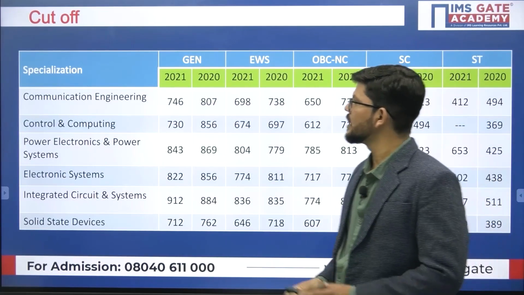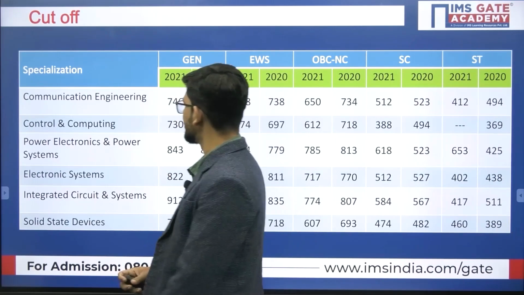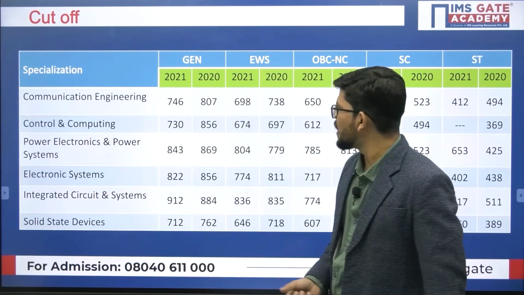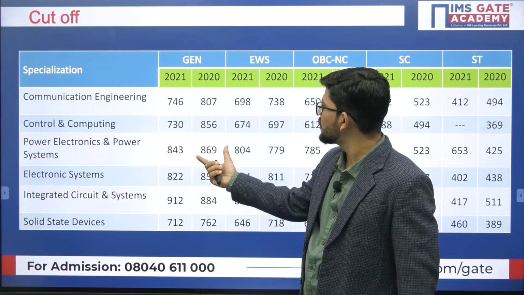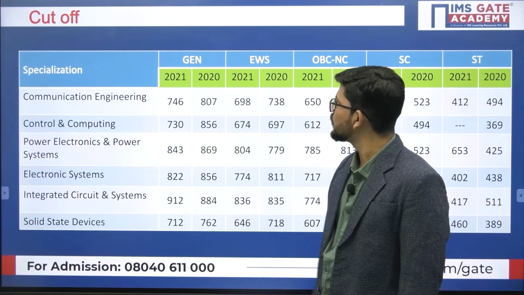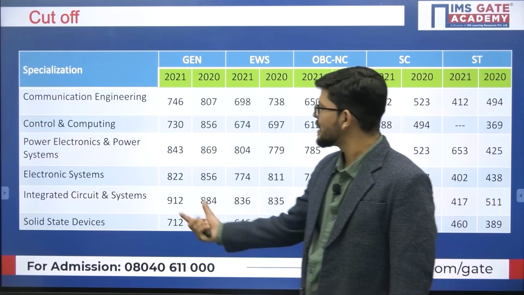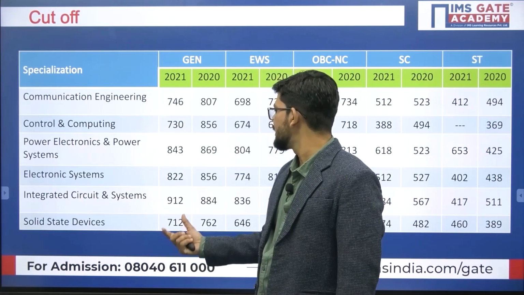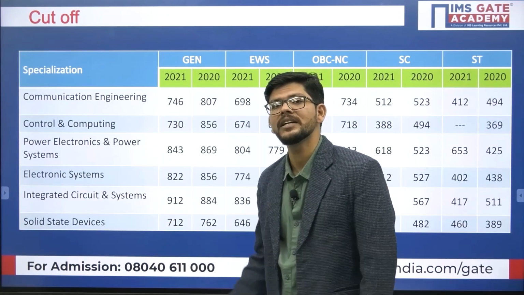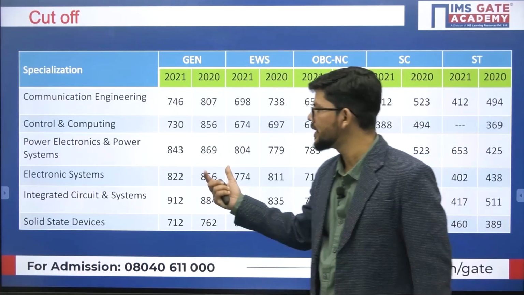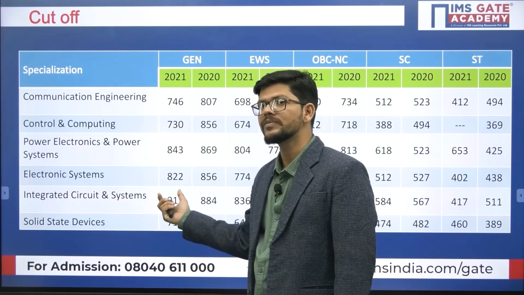Talking about the cutoff for different specializations, for power electronics and power system it was 843 in 2021 and it was 869 in 2020. Integrated circuit and system cutoff was very high in the year 2021. This shows the kind of interest that students have shown in this particular specialization. That's why its cutoff was very high.